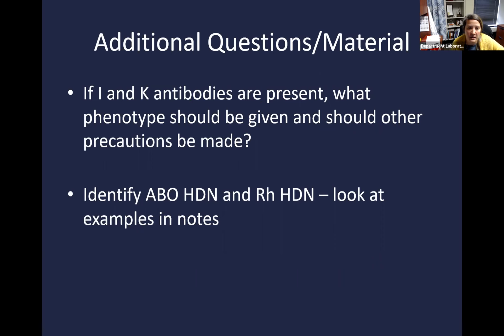So if you have a patient who has anti-I and KEL, what phenotype should be given, and then what other precautions would BloodBank recommend? All right, so your KEL antibody, and this all goes back to knowing what classification of your antibodies are, and which one are considered clinically significant. So KEL is an IgG antibody capable of causing hemolytic disease of the newborn, capable of causing transfusion reactions, so it is considered clinically significant. So if a patient has anti-KEL, it's very important that we provide KEL negative units for transfusion.